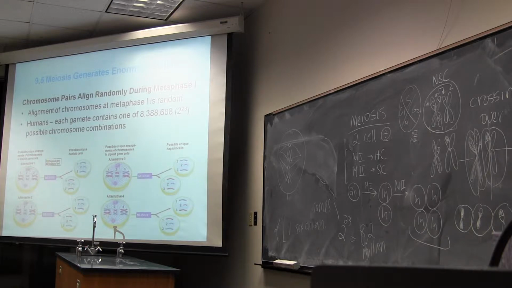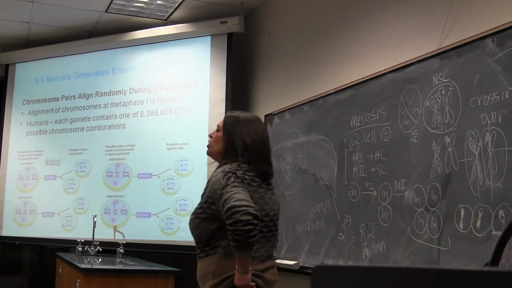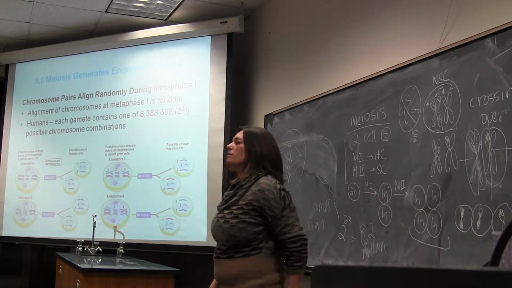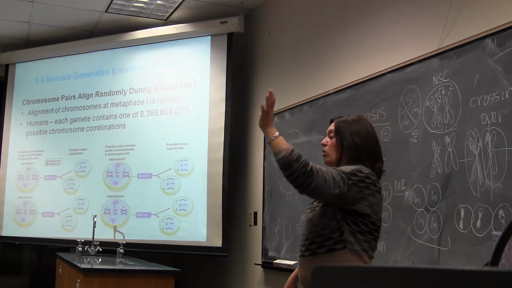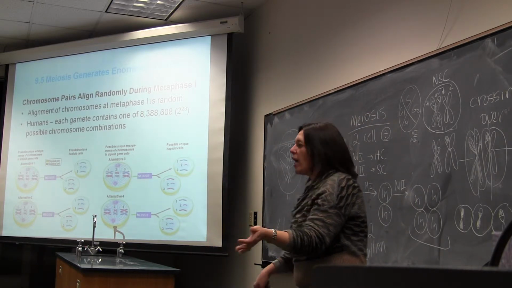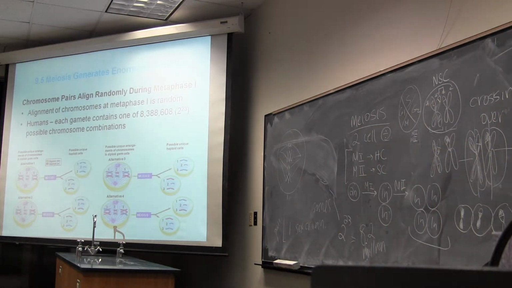With that slide, we just really need to be mindful that there's so many different variations. We don't have to know all the different alternatives. It's just used to illustrate a point, that depending on how those homologous chromosomes line up is going to dictate what type of DNA you have in your gametes at the end of meiosis.